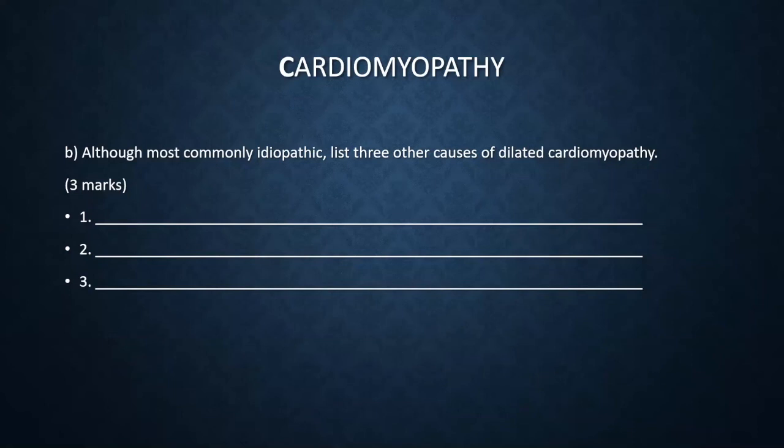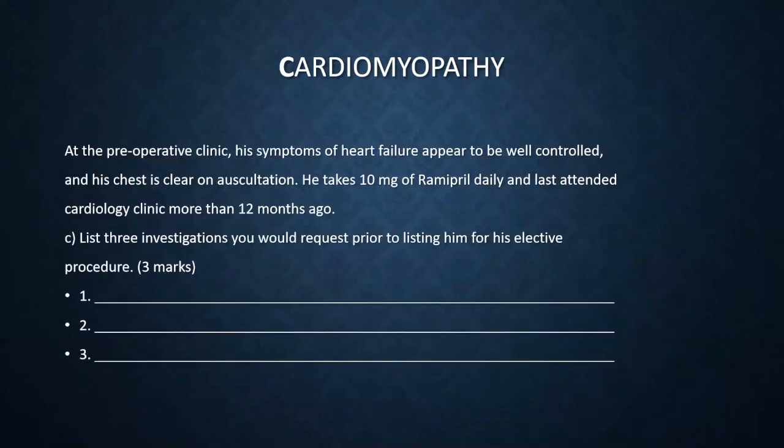Now, the next question, although most commonly it's idiopathic, there are other causes of DCM, dilated cardiomyopathy. What are the other three main causes of DCM? Again, this is from your basic knowledge. Now, your practical thing. At the preoperative clinic, the patient's symptoms of heart failure appear to be well controlled. So they are compensated, not decompensated. Chest is clear. He takes an ACE inhibitor, Ramipril, 10 milligrams a day, and last attended cardiology clinic more than 12 months ago.